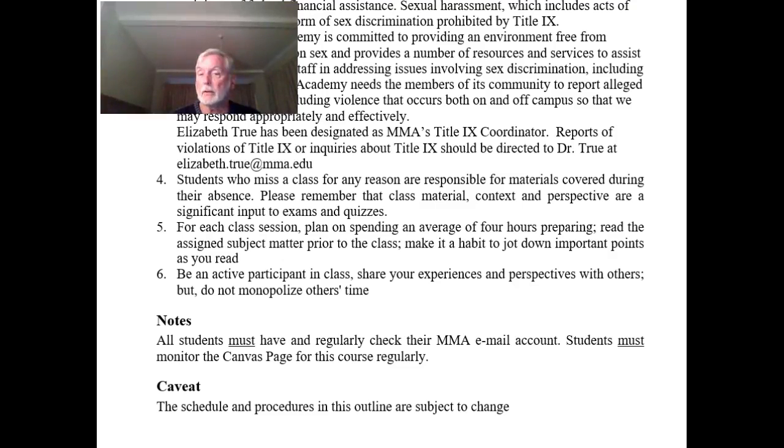So check. Also use your MMA email account. Don't just look at your own personal account. Make sure you check your MMA email account.